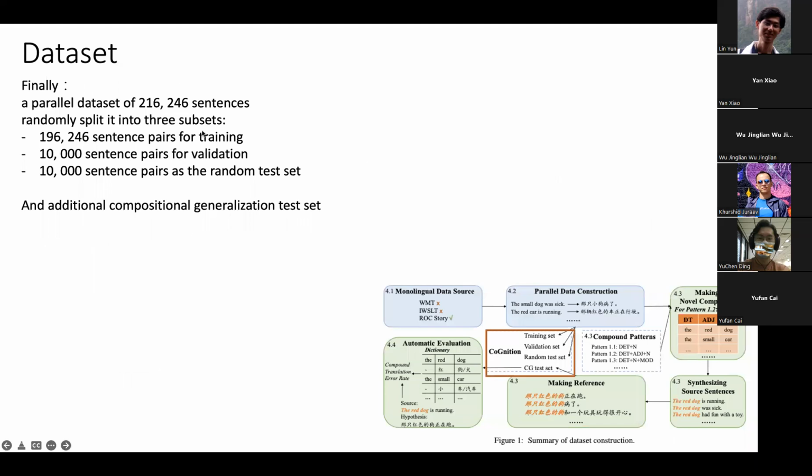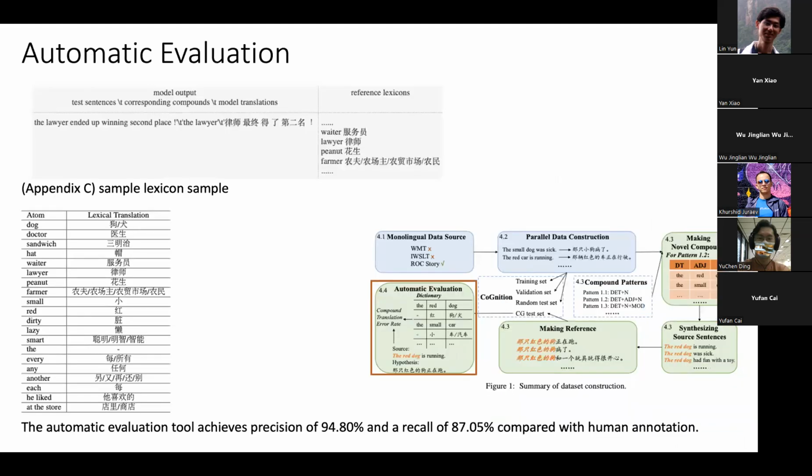Yeah. So finally, they mentioned they collected so much data. The original data set is this much, and they split it, and they have the additional CG test data set. And lastly, they said they have an automatic evaluation. That's basically a Python script.